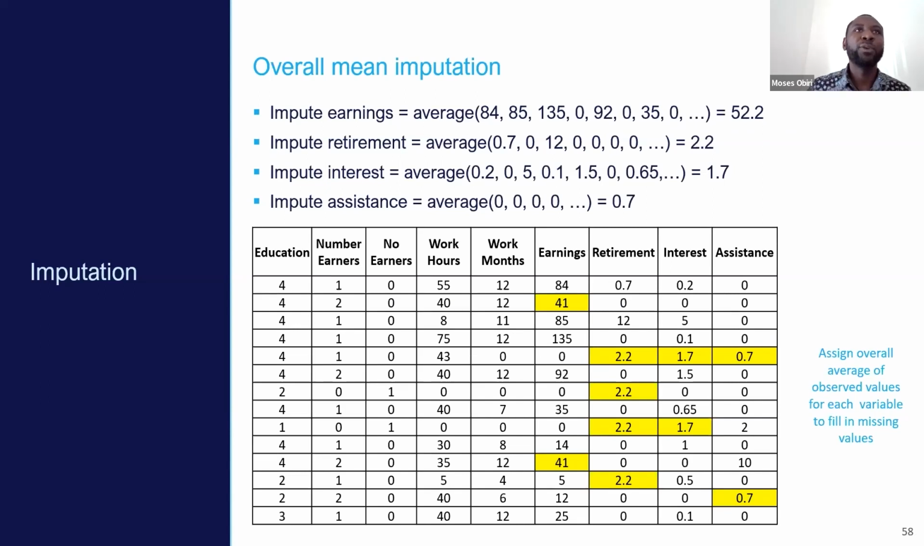So this is an example of using the overall mean to impute the missing values for the survey data that we looked at. To do this for the earnings variable, you just find the average of the observed values, and then you replace the missing values with this average. You can do the same for the other variables. For the retirement variable, you do the same thing: you find the average of your observed values, and then you replace the missing values with this average.